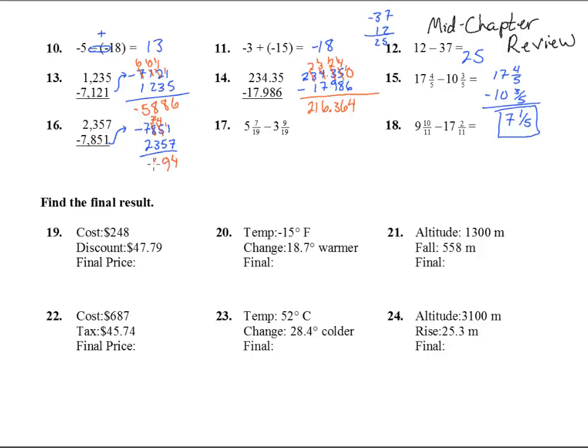7 minus 3 is 4. 7 minus 2 is 5. And the negative one is stronger. So we end up like this.